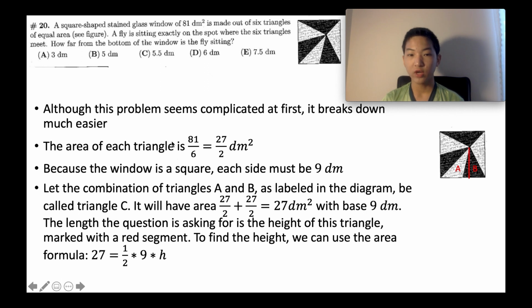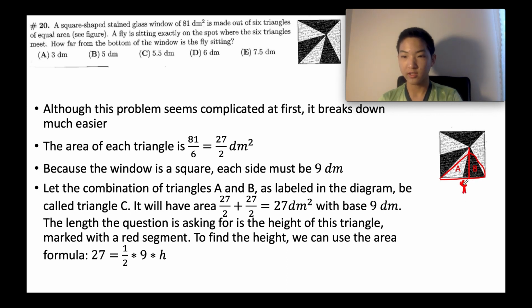Select the combination of triangles A and B as labeled in the diagram. We call it triangle C. So this triangle as shown will just be the triangle with this red border. So it will have area 27 over 2 plus 27 over 2, because remember A will have area 27 over 2 and B will also have that area. So it will have area 27 with base 9, because its base is just part of the square. The length the question is asking for is the height of this triangle.